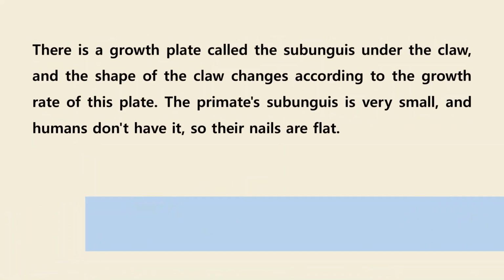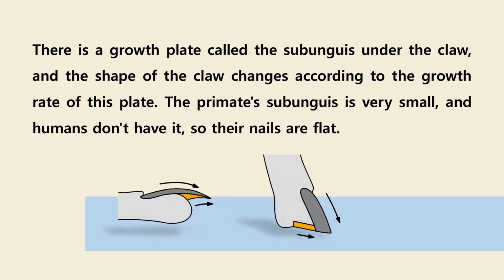There is a growth plate called the subunguis under the claw, and the shape of the claw changes according to the growth rate of this plate. The primate's subunguis is very small, and humans don't have it, so their nails are flat.